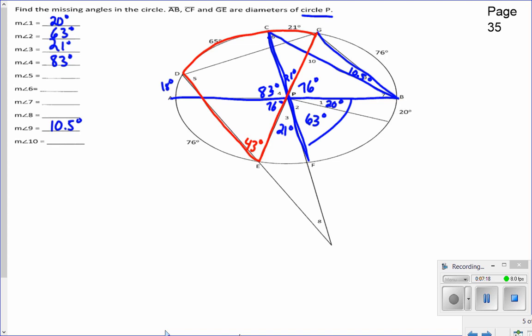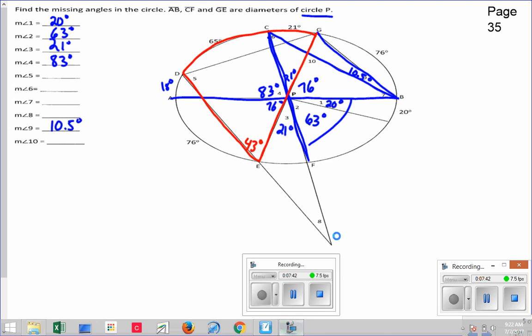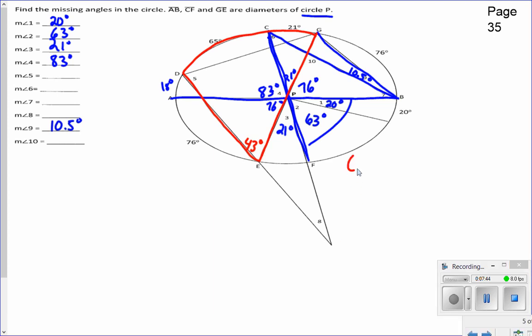Let's see, do we see any other inscribed angles? Okay, so we didn't fill in these central angles. We filled in the central angles, but we didn't fill in the intercepted arcs. So let's go ahead and do that. So I have 63 degrees there and 21 degrees there. So that might help us.